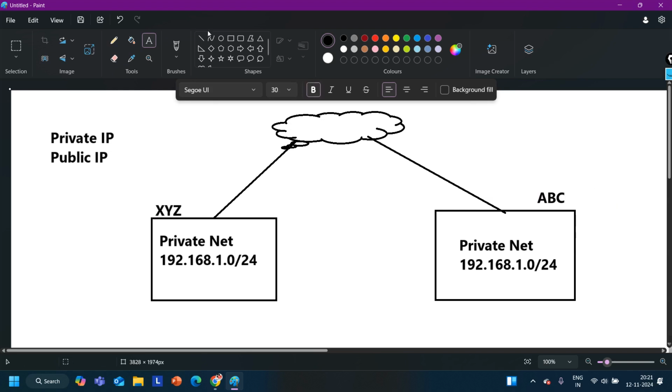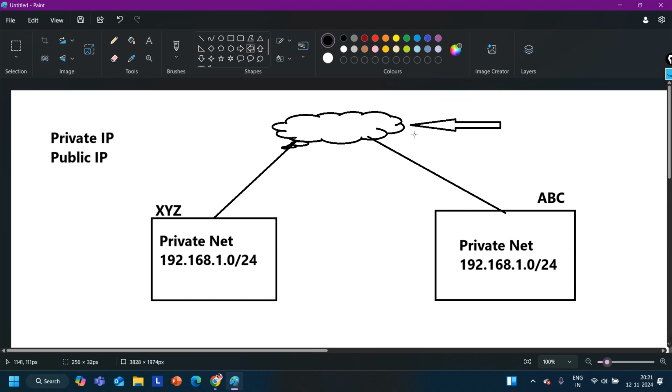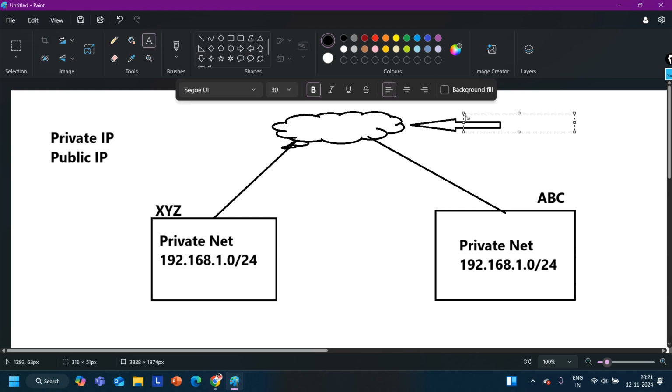Let's say the ISP router is receiving traffic where the destination IP address is 192.168.1.1, right? The ISP will get confused about where to forward it, to company XYZ or company ABC. In both companies we have the same private IP address. So what we did, we identify the organization with the help of the public IP address. Their public IP address is going to be unique, right?